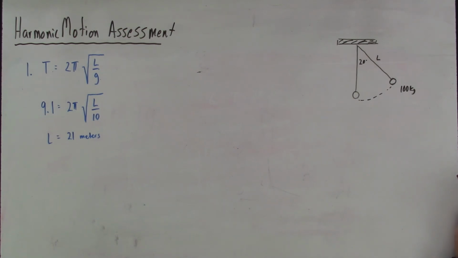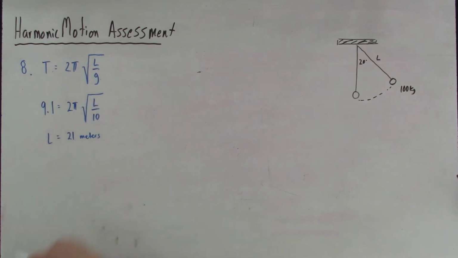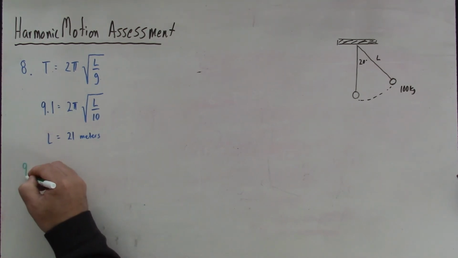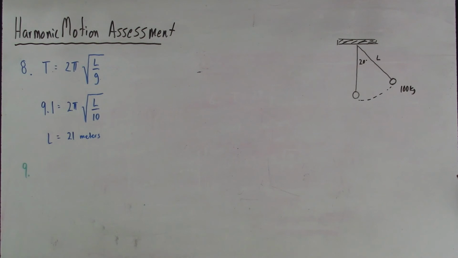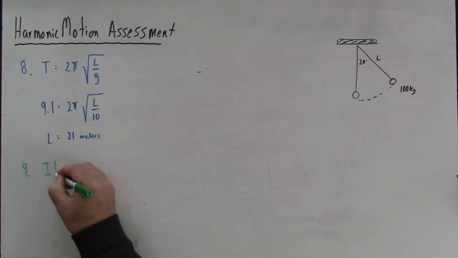Well, that's not number 1. That's number 8. Sorry. Number 9 says, how would doubling the mass of the ball affect the period of the pendulum? And the answer is, it wouldn't.